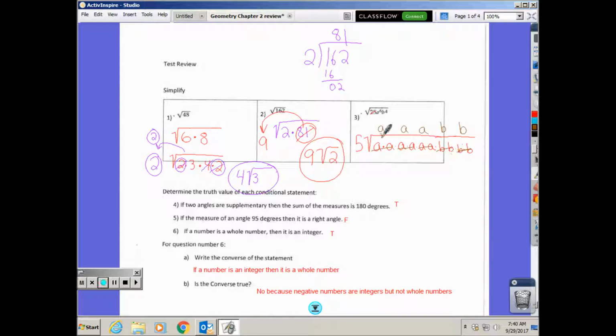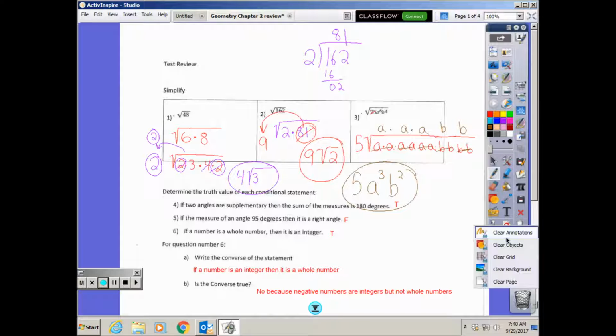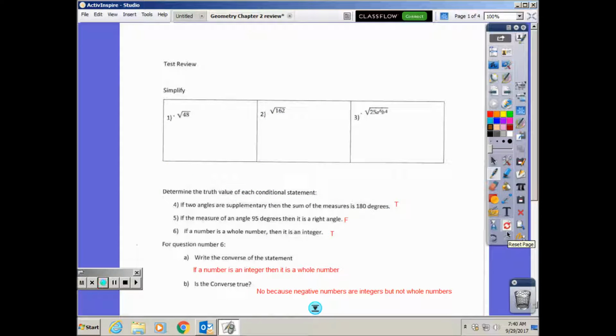So I've cleared everything in here. I have 3 A's. That's A times A times A. A times A times A is A to the 3rd. Still have this 5 here. And B times B is B to the 2nd. So the final answer here is 5A to the 3rd, B to the 2nd. So that's the section on simplifying radicals.